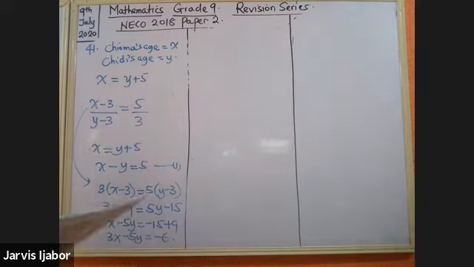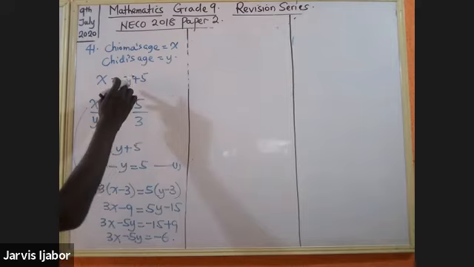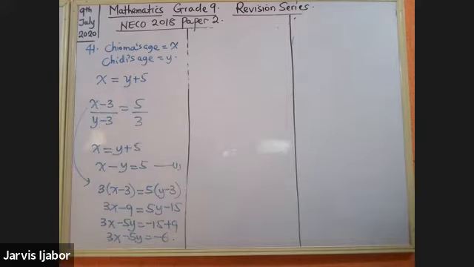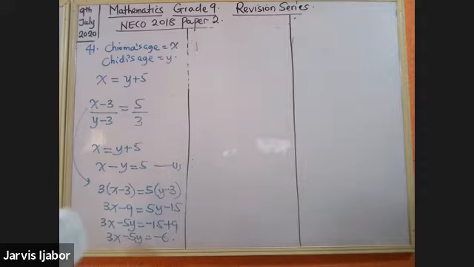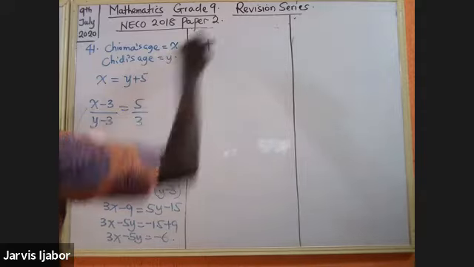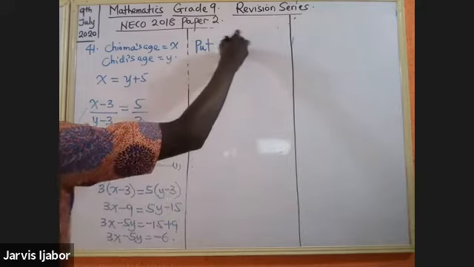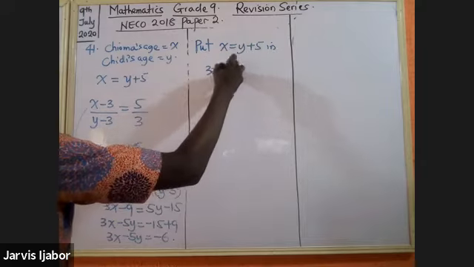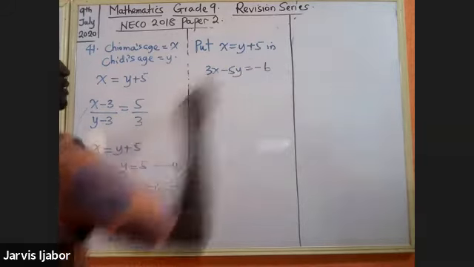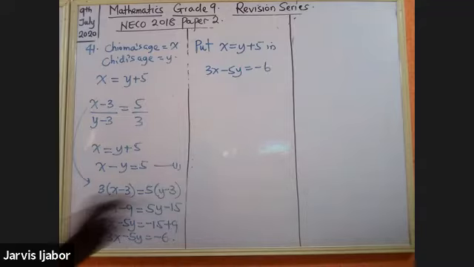Now, the question says, find the present age of Chidi. What is Chidi? Chidi is what? Y. Is that not? So, here, it will be a waste of time for me to use elimination method. I'll waste too much time because I don't need Choma's age. So, I will put x equal to y plus 5 in 3x minus 5y equal to minus 6. Why? Because I'm interested in getting Chidi's age, and Chidi's age is y.